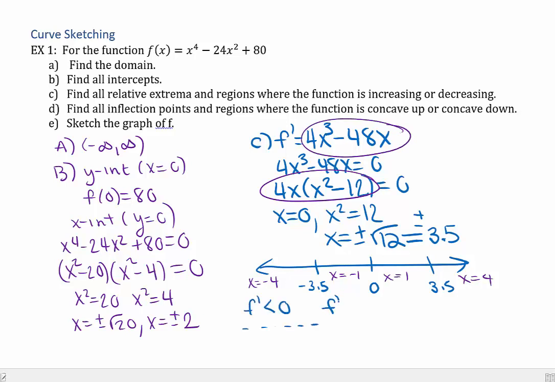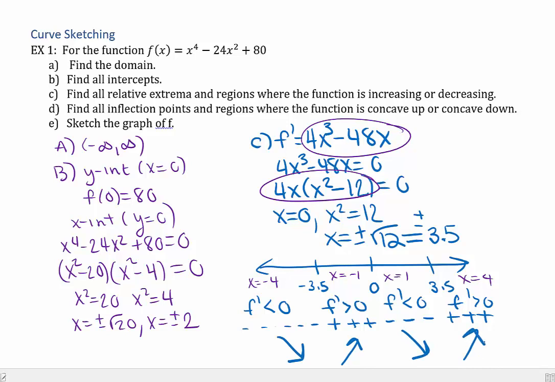If I plug in negative 4, I end up getting a negative first derivative. If I plug in negative 1, I get a positive first derivative. If I plug in 1, it's negative. If I plug in 4, it is positive again. So this tells me that the function is decreasing, increasing, decreasing, and increasing. This also tells me that I have a min, a max, and then a min.